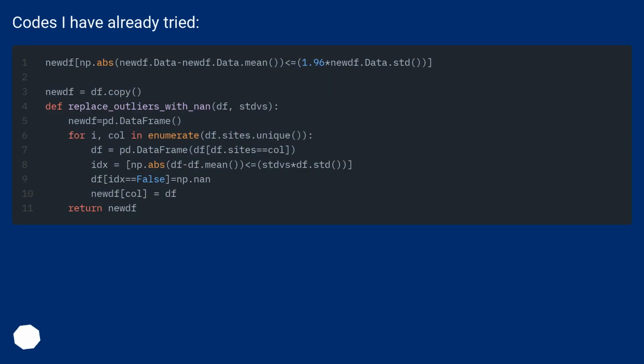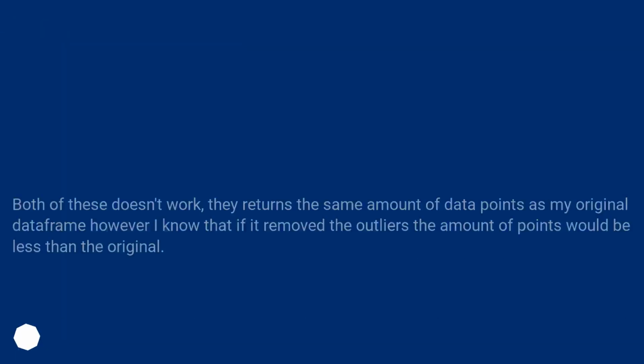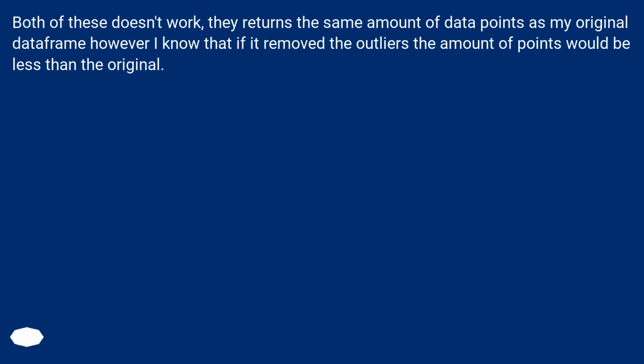Codes I have already tried. Both of these don't work. They return the same amount of data points as my original dataframe. However, I know that if it removed the outliers, the amount of points would be less than the original.